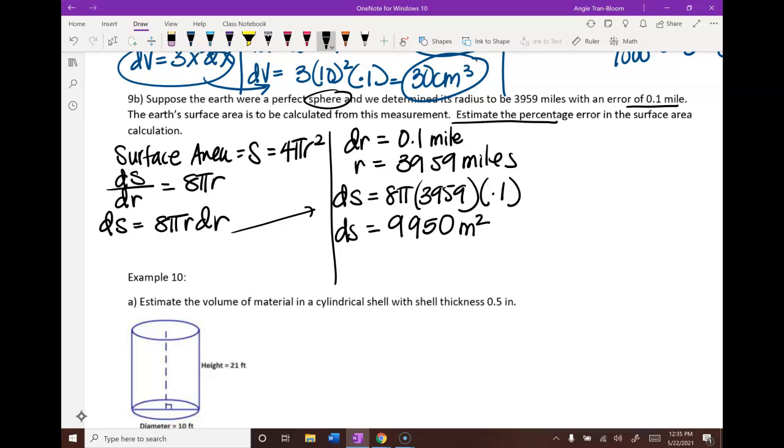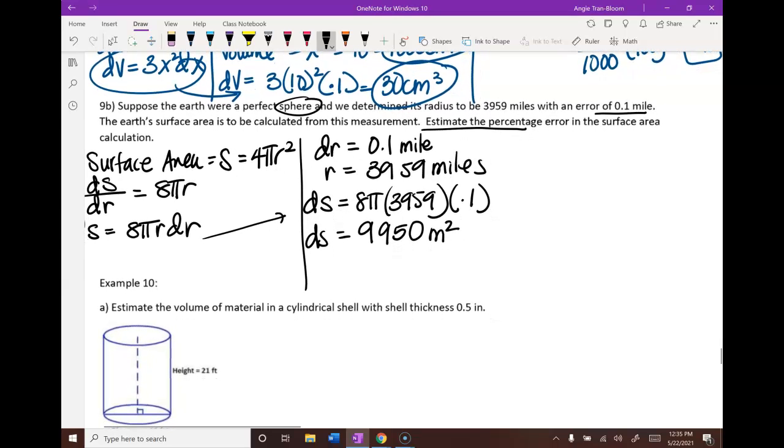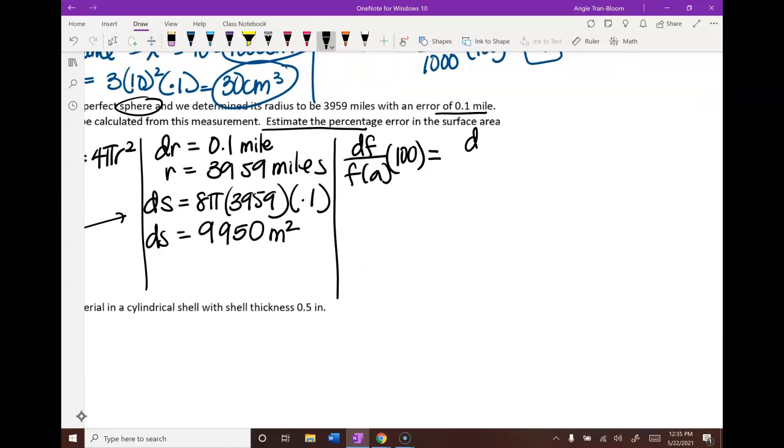Now it wants us again to estimate the percentage, and again we are going to use the same formula from your notes, which is df over f of a, because it wants percentage, so we will multiply this by 100. We don't have f or f of a, but we do have the change in surface area and the surface area when the radius is 3959, and again multiply by 100 to get percentage. We calculated dS already, which is this number, so that's going to be 9950.